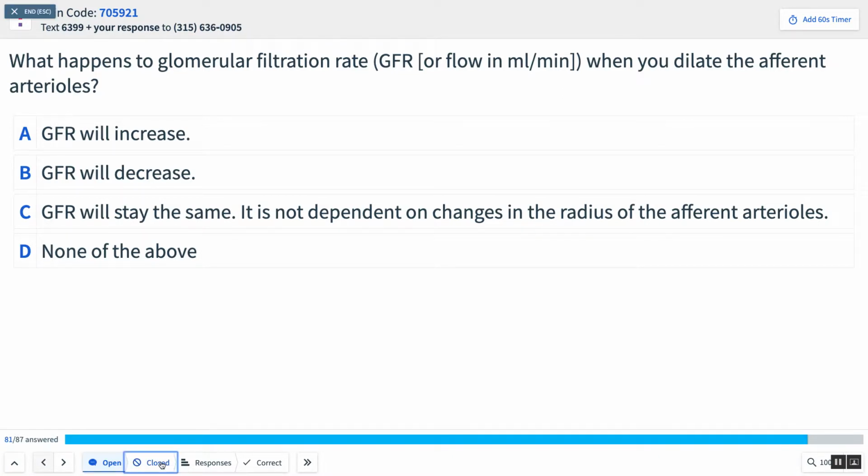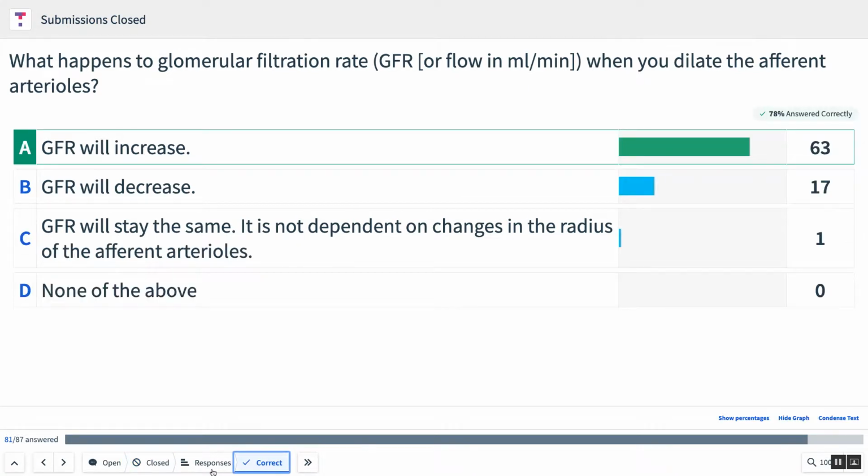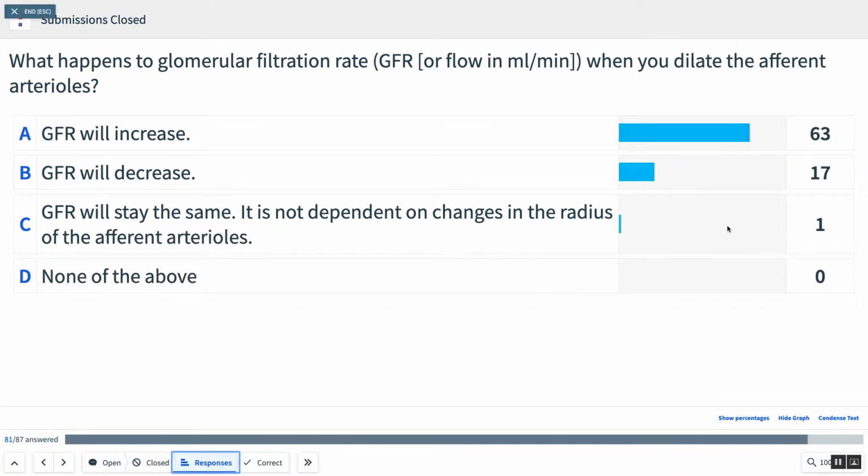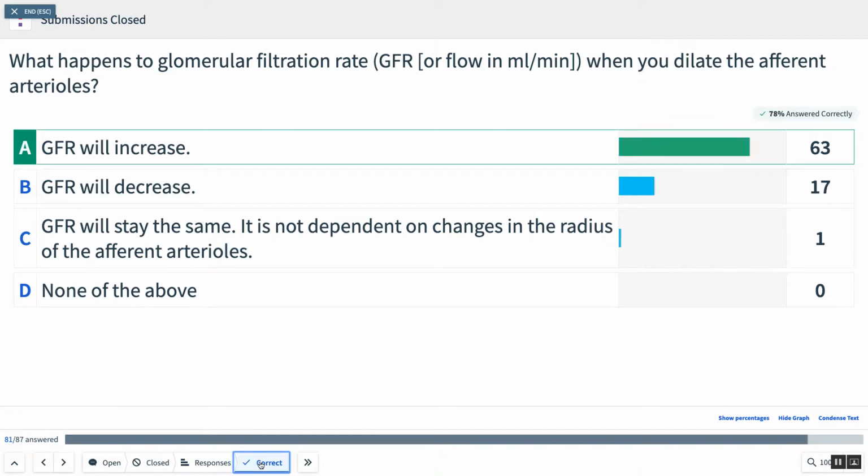Go ahead and close this one, and the correct response is A. All right, good job. 63% of you got that right. I'm sorry, 78%. 63 students got that right. So good job, good job.